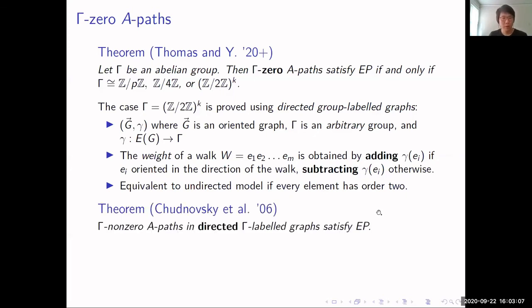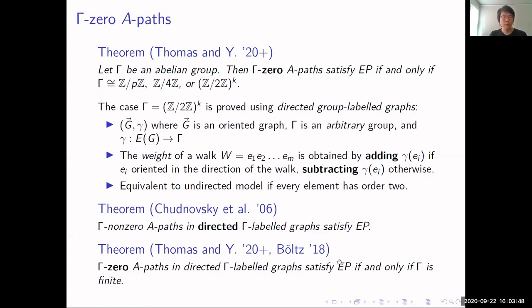But I want to first mention this beautiful result of Chudnovsky et al. That if you look at the directed group labeled graphs, then the gamma non-zero A paths satisfy the Erdős-Pósa property. But this is actually, again, a generalization of the Tutte-Berge formula. So Gallai generalized it to A paths, Mader generalized that to S paths, and that can further be generalized to gamma non-zero A paths. And just by a suitable choice of the group and the labelings, you can immediately obtain the previous results and several others.